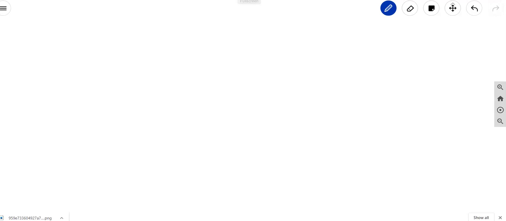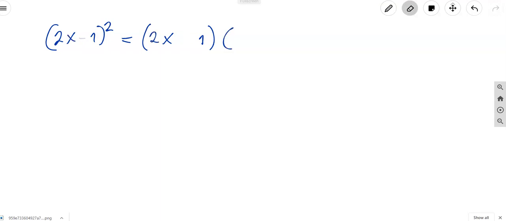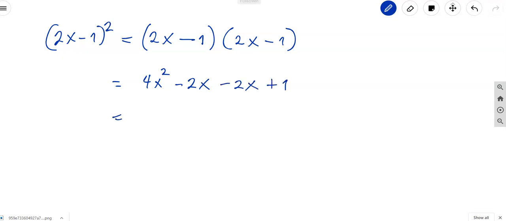Last one, we'll give an example. We have 2x minus 1 squared. So this one is minus, so therefore we will have 2x minus 1 times 2x minus 1. So what will be the product? We get 4x squared minus 2x minus 2x plus 1. The product will give us 4x squared minus 4x plus 1.